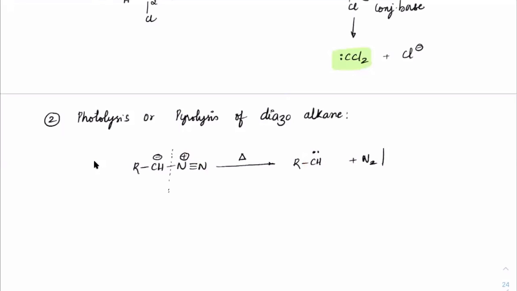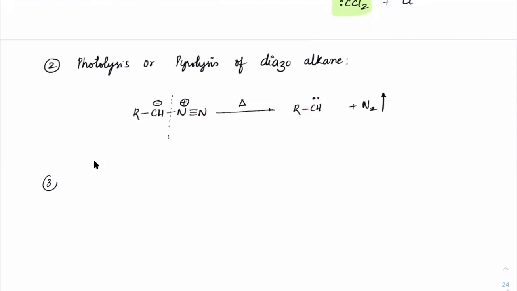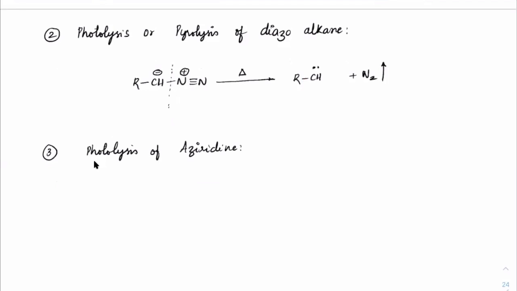And N2 gas will come out of it. This is the second way of generating. Third way, we can do the photolysis of aziridine. Photolysis of aziridine.